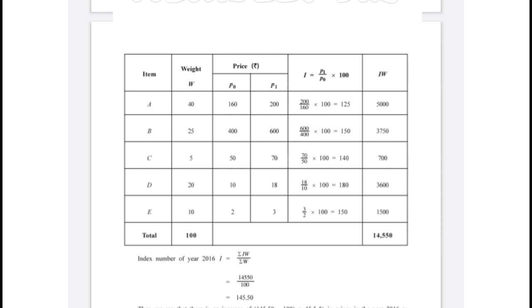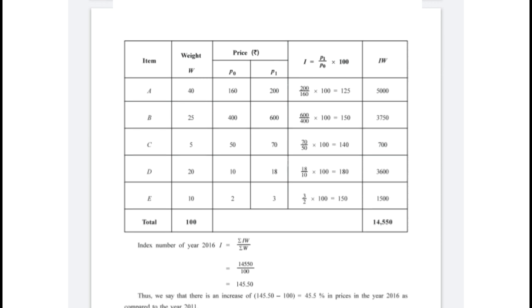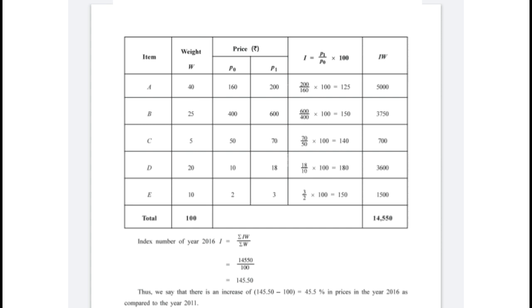So the index number is sigma IW upon sigma W, 14550 divided by 100, the total of weight sigma W. So it's 145.50. Here in this case, in all the sums, if the sums are of 3 marks and 5 marks, you have to compulsorily interpret the sums. So they have interpreted the sums. Thus, we can say that there is an increase of 45.5% in price in the year 2016 as compared to the year 2011.